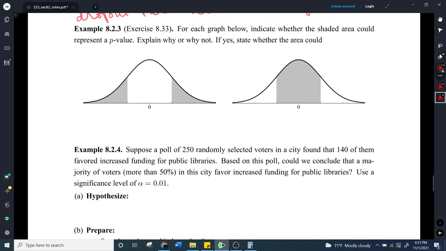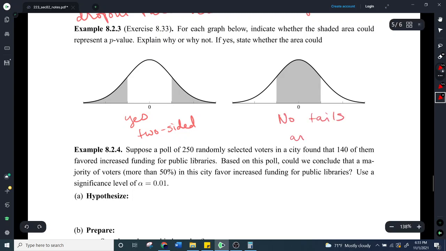All right, let's try this one. For each graph below, indicate whether the shaded area could represent a p-value. The first one would certainly be yes, right? This would be a two-sided test because the two tails are shaded. This one would be no, since the tails are not shaded. And that's all they want you to look at there.